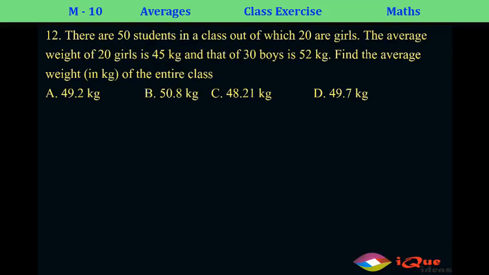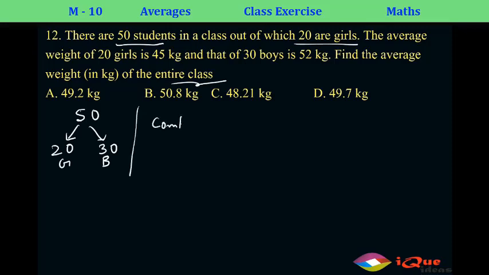Now this says there are 50 students in a class, out of which 20 are girls. So 50 students, 20 girls, hence automatically 30 boys. Right. Now the average weight of 20 girls is 45 and there are 30 boys is 52. Find the average weight in the entire class. Alright. So this is a normal question of weighted average.